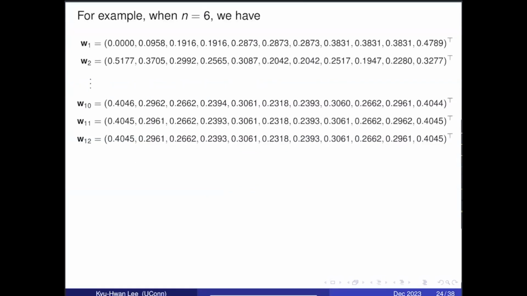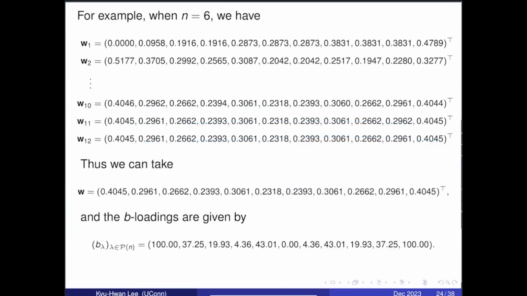Here is an example. When n is 6, we have these vectors. It took a little more computation, around 10, 11, 12 iterations. All the coordinates are almost the same, meaning that it's converging relatively quickly. Okay, so we have this eigenvector, and then the B loading can be calculated immediately.